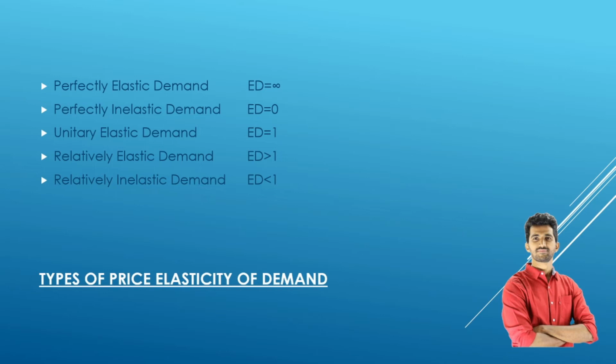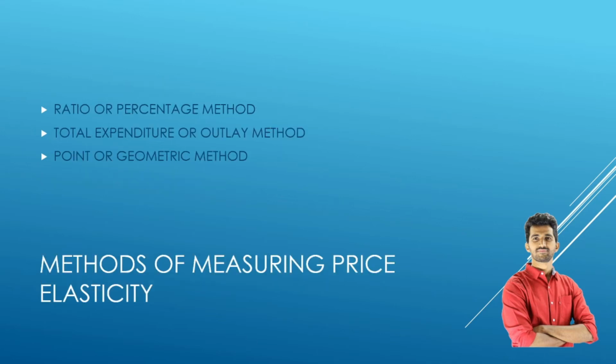It is essential to also understand how demand can be measured, and thus today's topic of discussion is methods of measuring price elasticity of demand. How exactly can we measure the change or responsiveness of demand due to its change in price? Here are the three methods given to us: ratio or percentage method, total expenditure or outlay method, and point or geometric method. Let us study each one of them in detail.